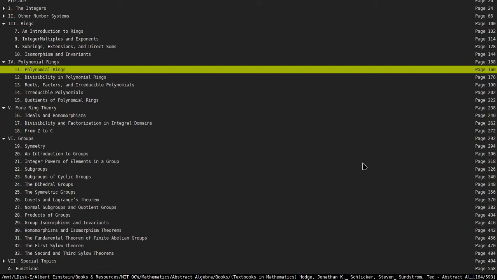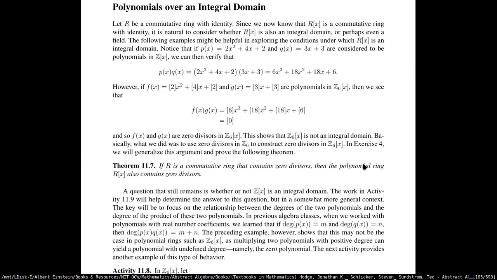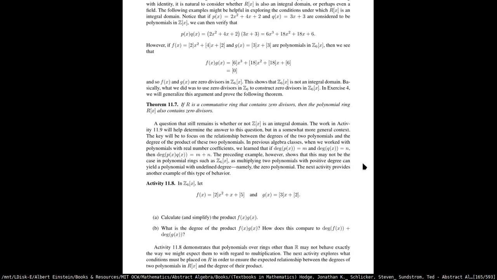Number theory through inquiry, yeah. Okay.